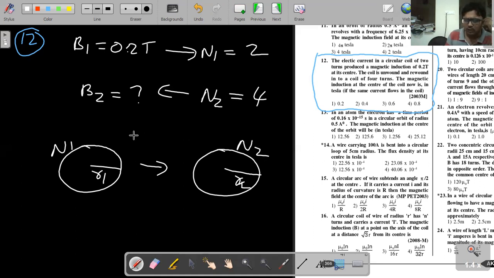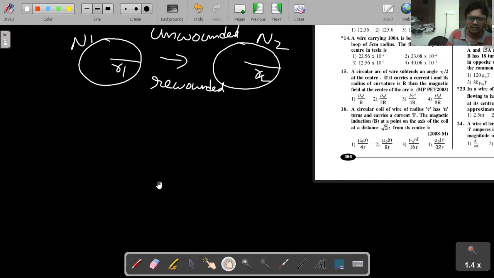One thing is confirmed: the concept is related to unwinding and rewinding. Already in class I discussed this concept. What is this concept, sir? Unwinding and rewinding: the length of the wire will not change, the length is the same. When you make a circle into N turns, the generalized formula is: for one circle the circumference is 2 pi r, and there are N turns, so I can write 2 pi r into N.